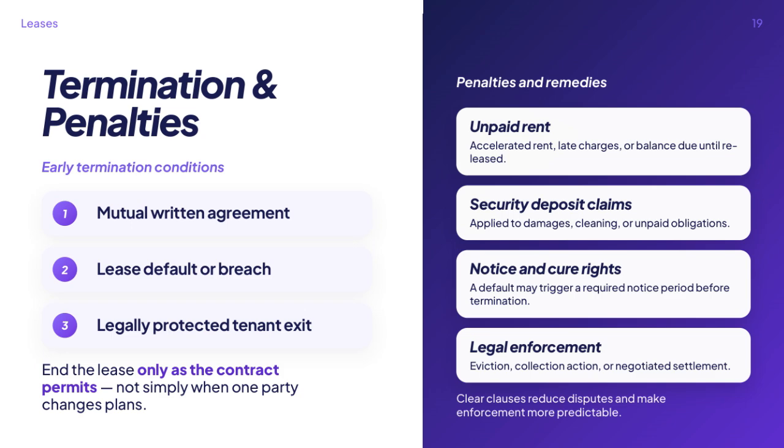When tenants don't pay rent, landlords may charge accelerated rent, late fees, or require payment until the space is released. Security deposit claims are another key area. These funds can be used for damages, cleaning, or unpaid obligations. Many leases include notice and cure rights, meaning the tenant may have a chance to fix a default before the lease is actually terminated. If issues escalate, legal enforcement can involve eviction, collection actions, or sometimes a negotiated settlement. By including clear termination and penalty clauses, leases help reduce disputes and make enforcement more straightforward and predictable for everyone involved.